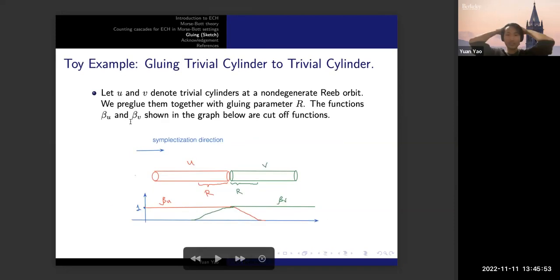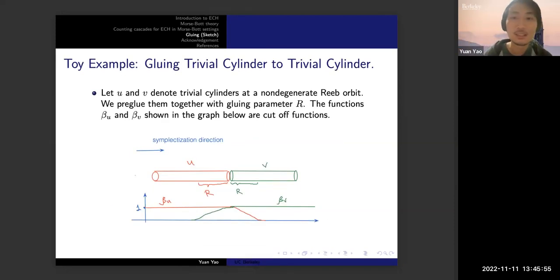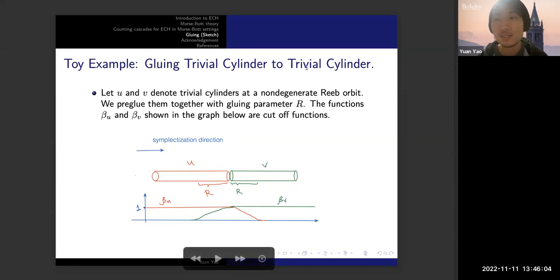To explain how I think about gluing: the way Hutchings and Taubes do gluing is very different from the implicit function theorem way of doing gluing. Just to illustrate their methods, I'm going to study a very simple toy problem. Suppose you have a non-degenerate Reeb orbit and you have two trivial cylinders, U and V. I'm going to attempt to glue these two trivial cylinders together, pretending I don't know how they should be glued, by running Hutchings and Taubes' machine.